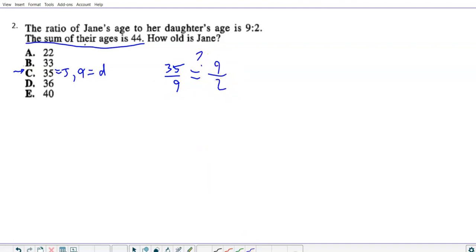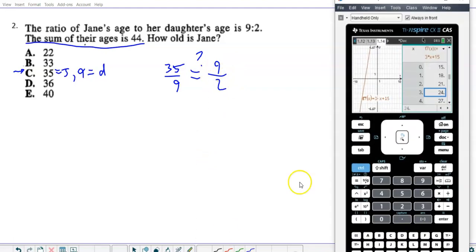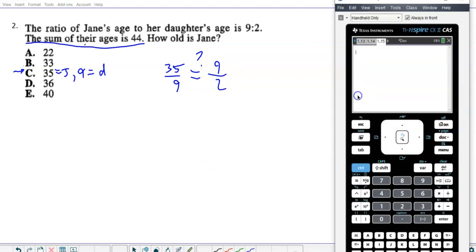So let's get our calculator out and try that. I just want you to see how this works if you do it this way. So 35 divided by 9. I want a decimal, so I'm going to get it like that. And 9 divided by 2 is 4.5. So this is not big enough. They're definitely not equal. I know that one's wrong. But I need a bigger ratio. I need it to be 4.5, and it's not.